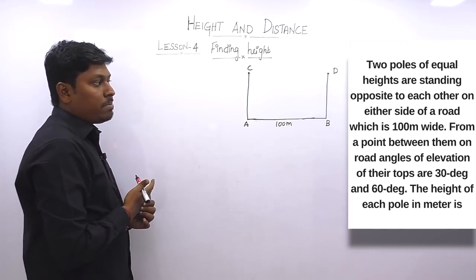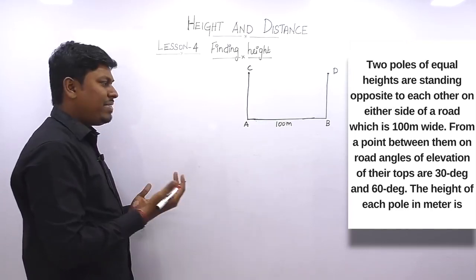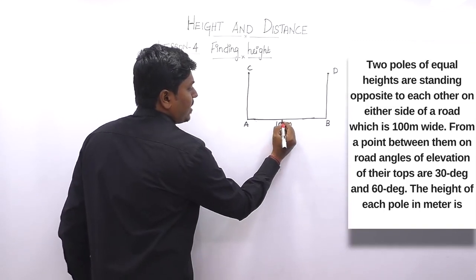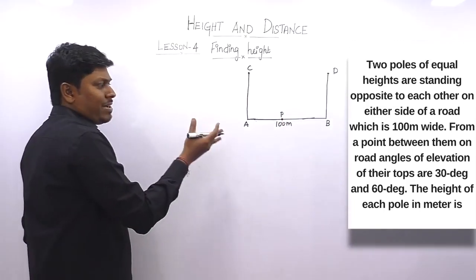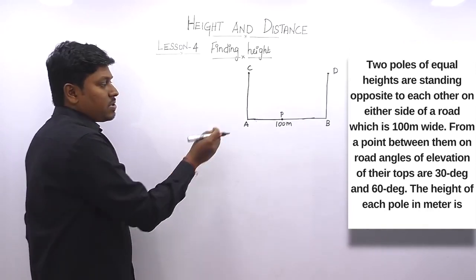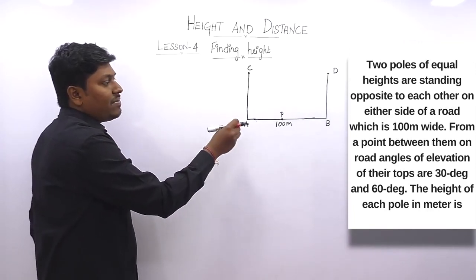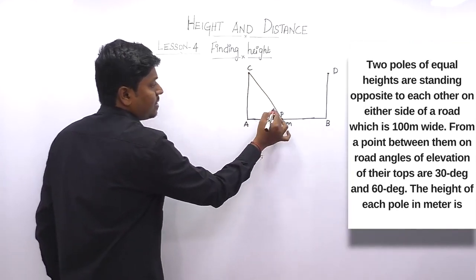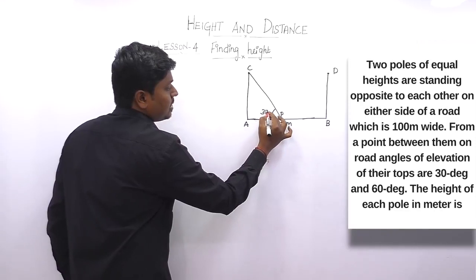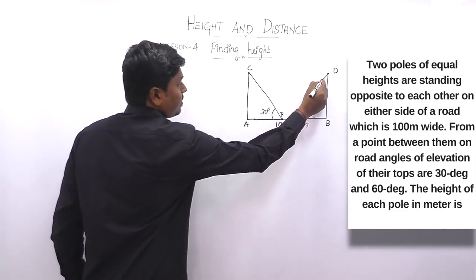And from a point between them on the road, we don't know where the point is, so let me assume the point is here, right? So let me assume the point P. We do not know the distance. So from the point P, the angle of elevation of the first pole is 30 degree. So this angle is 30 degree and the other angle of elevation will be 60 degree.